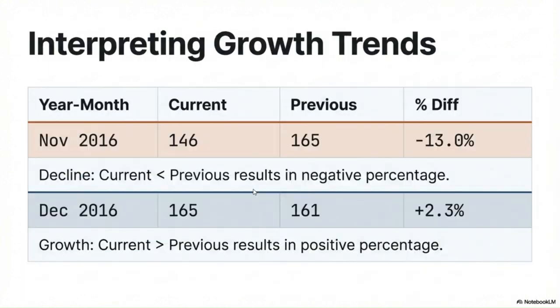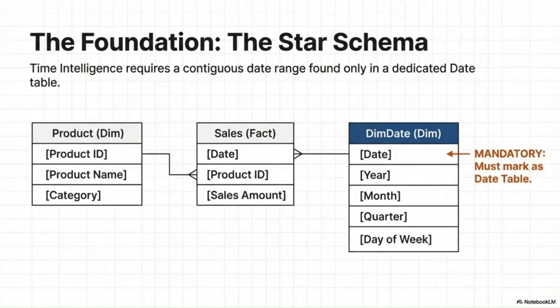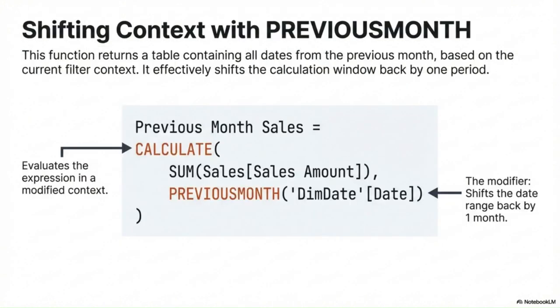What is previous month? Previous month means the value of the immediate last month. For example, if the current month is April, previous month will be March. Power BI automatically handles this using the date context. For previous month sales, we have to use this formula: CALCULATE, then SUM of sales amount, and PREVIOUSMONTH of the date. This formula shifts the date filter 1 month backward and recalculates the measure.